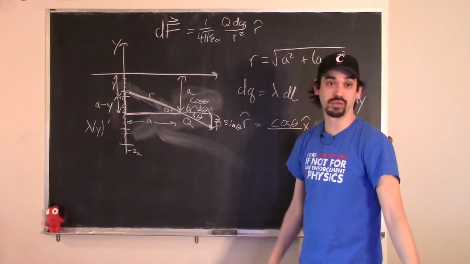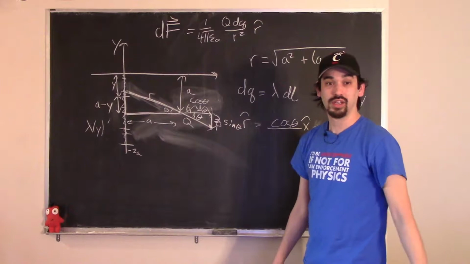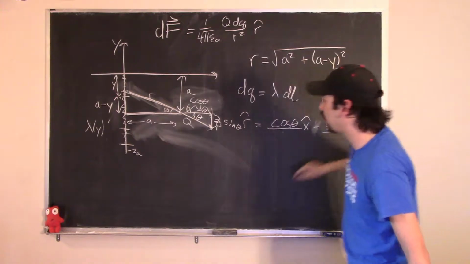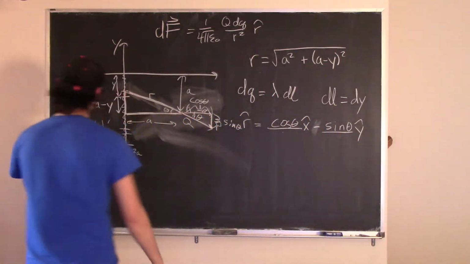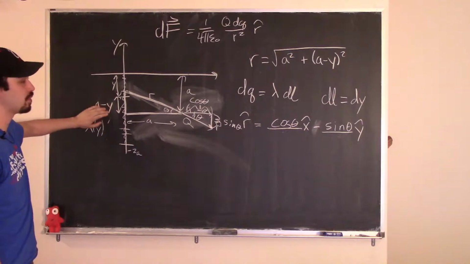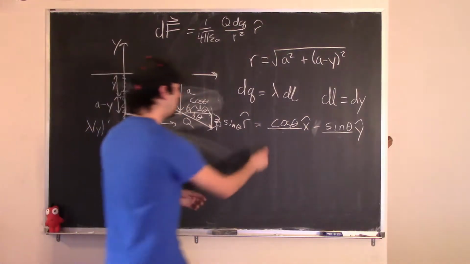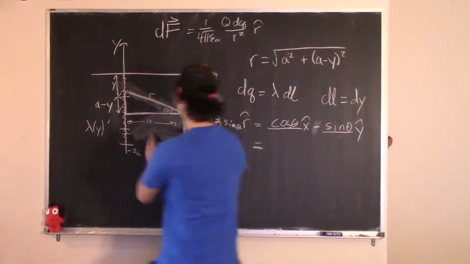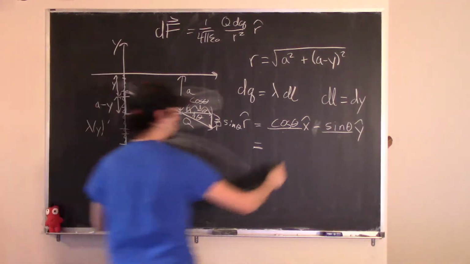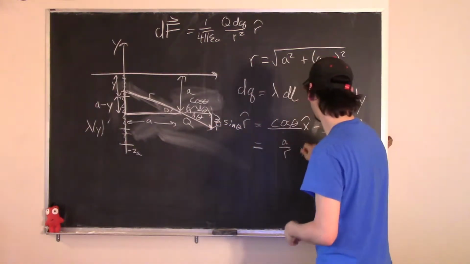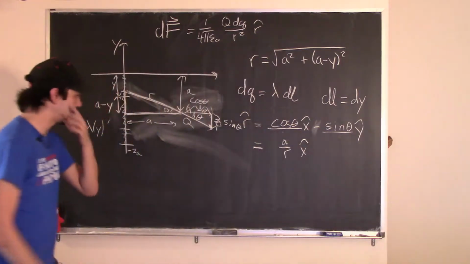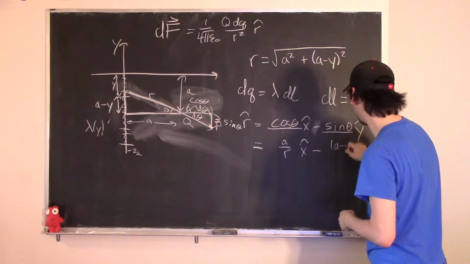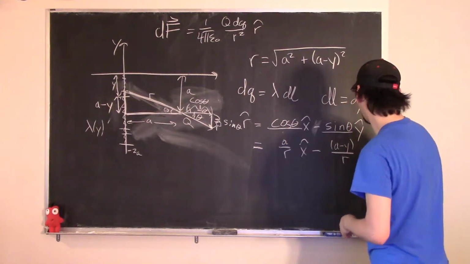We're not integrating over theta, so we're not going to be able to eliminate it. So what we need to do is reparameterize cosine of theta and sine of theta in terms of the things that we can integrate over, so that would be y. What that means here is that this cosine of theta is going to become an a over r, right, because this is the adjacent, and then this is r, so this is a over r x hat. And our sine of theta is going to become a minus y divided by r times y hat.